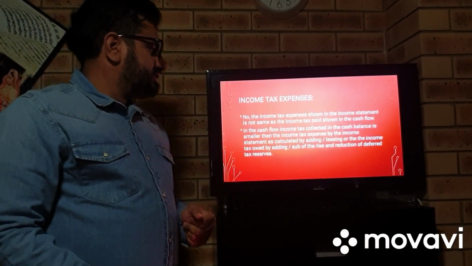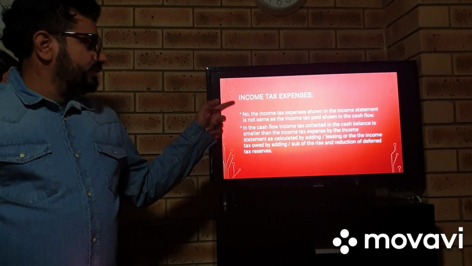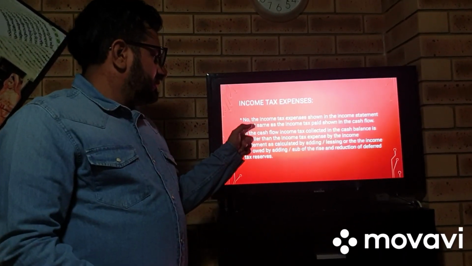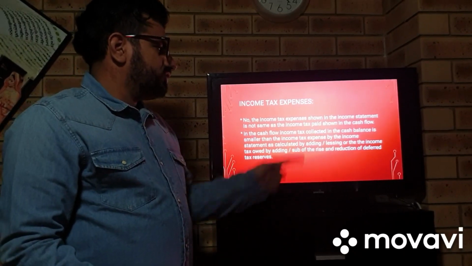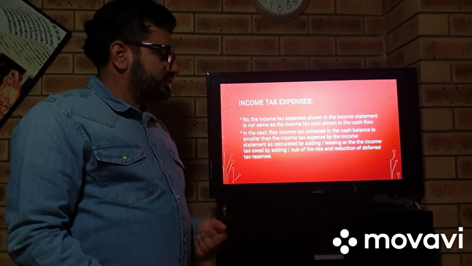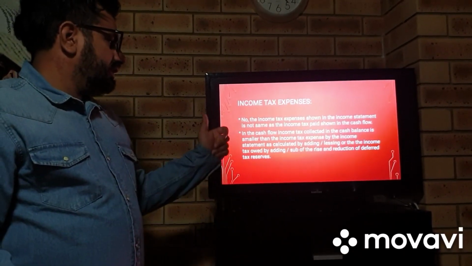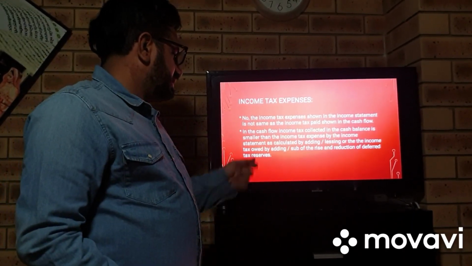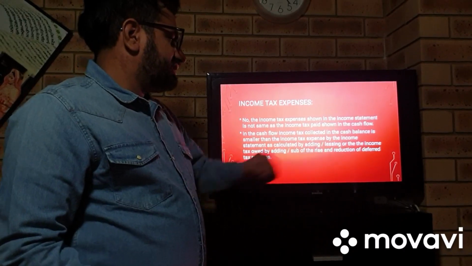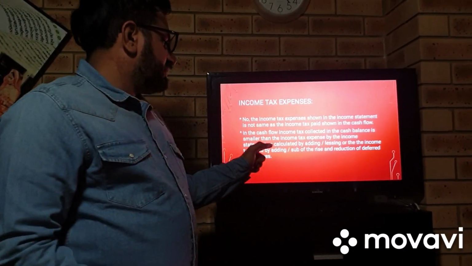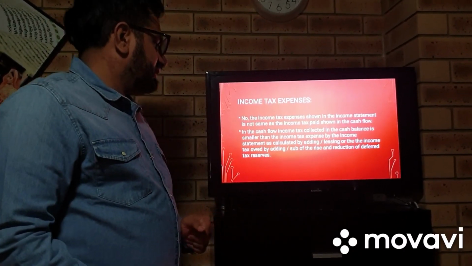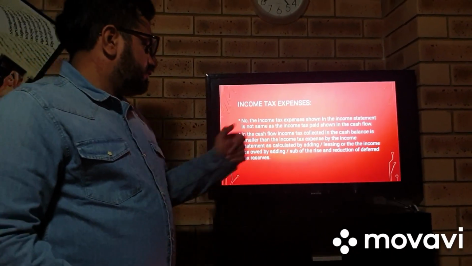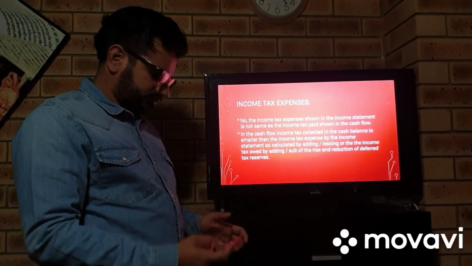In this expense slide, we can say no income tax expense is shown in the income statement because it is not the same as income tax paid shown in the cash flow. In the cash flow, the income tax paid in the cash balance is smaller than the income tax expense in the income statement, calculated by adding and subtracting the income tax earned by the rise and reduction of deferred tax reserve.